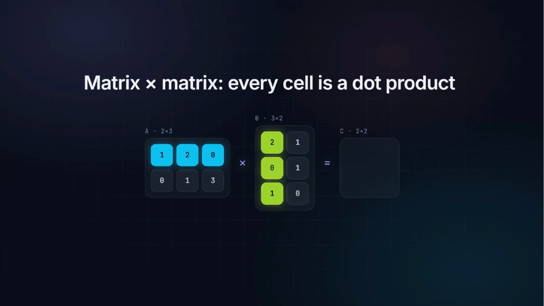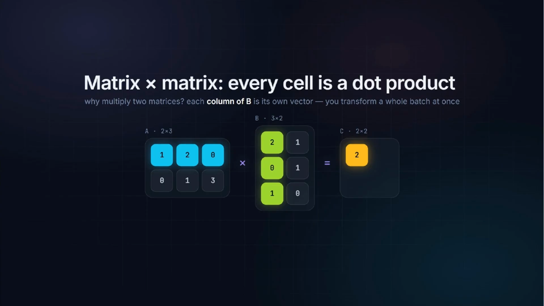Scale once more, matrix times matrix. Matrix A, 2 by 3, times matrix B, 3 by 2. Why multiply two matrices? Because you rarely transform just one vector. You transform a whole batch at once. Each column of B is its own vector.